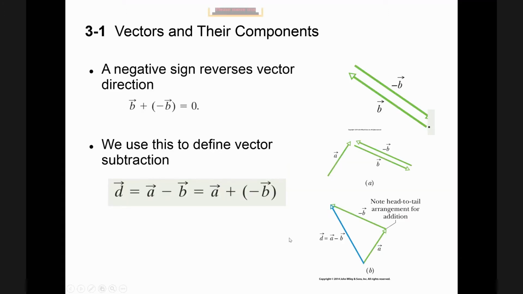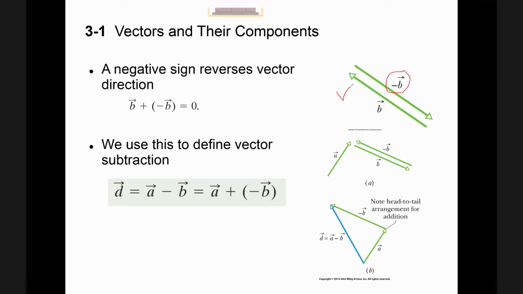Then what happens if I say I have a vector B and what is minus B? Minus B is the same vector only reversed by 180 degrees. So if this is vector B, pointing up 90 degrees, minus B is the same vector flipped 180 degrees. So here, for example, I have vector B. What is minus B? It is totally the inverse of vector B.